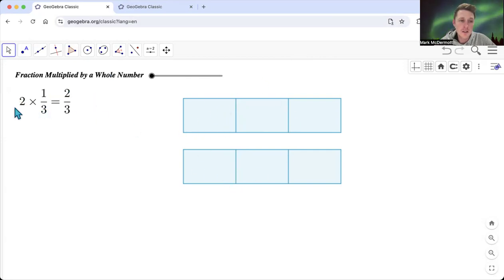One thing we could say is that it's two groups of 1/3, right? To multiply something by 2 means to do addition with itself, right? So 1/3 plus 1/3 gives us 2/3. So two groups of 1/3. So maybe we could represent that like this.